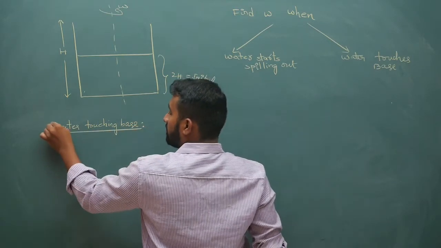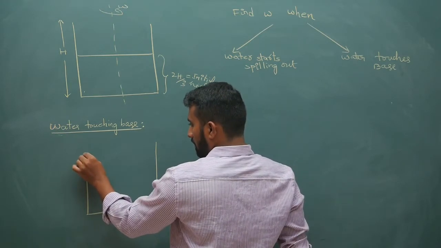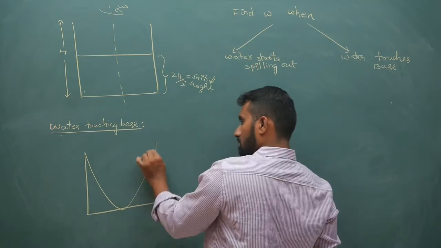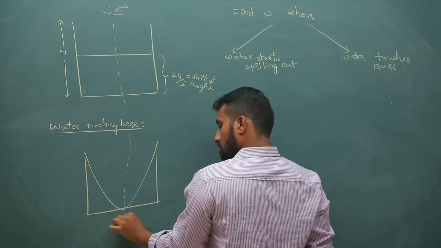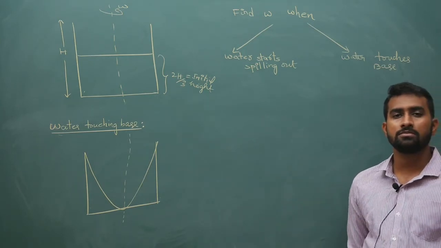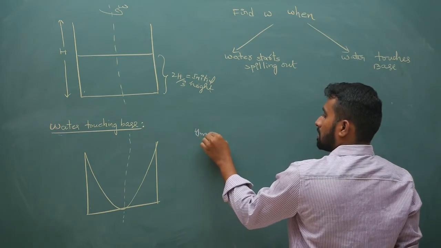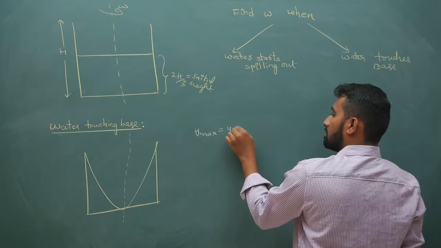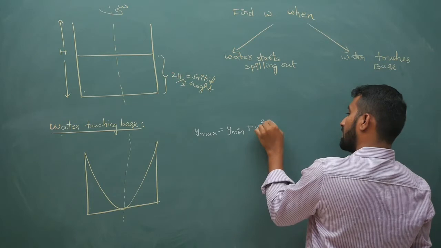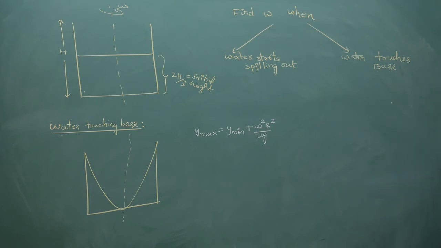Now many people will get confused and they will give wrong answers. You need to be very careful. Now when water touches the base, your minimum height is going to become 0. Now many people use Y max is equal to Y min plus omega square R square by 2g, and what everybody will do is they will directly try to give the answer.